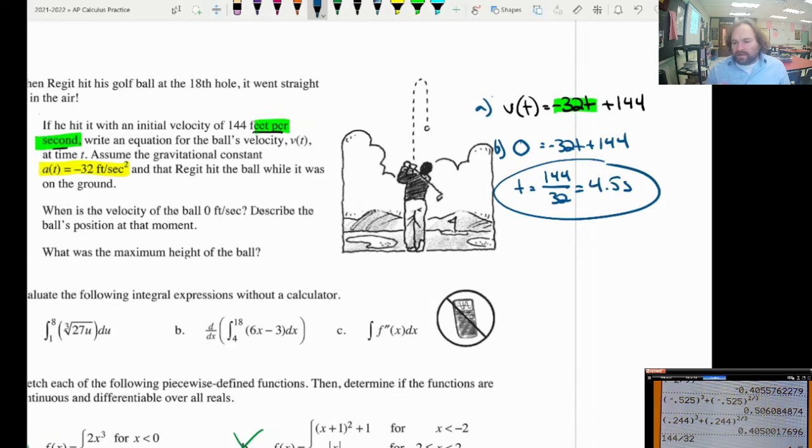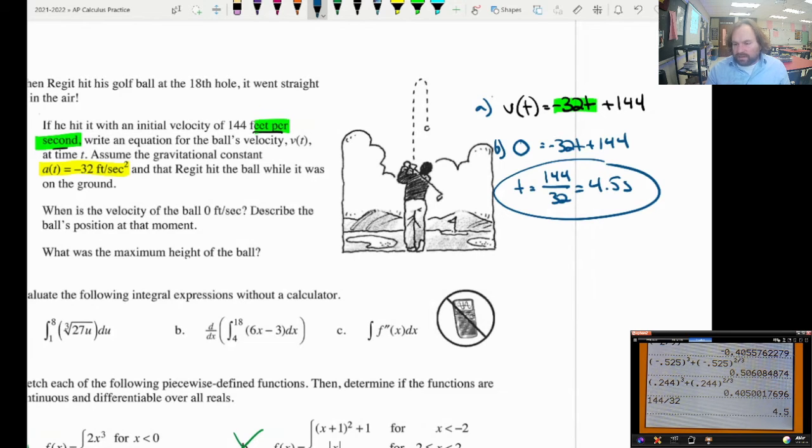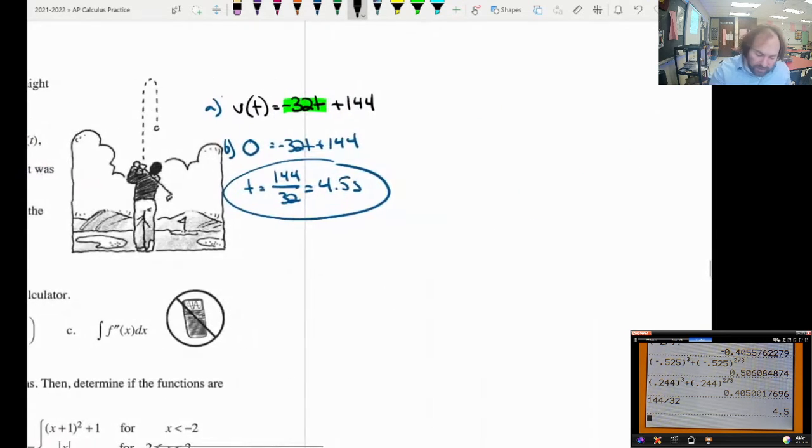That is how long it takes the ball to hit its maximum point. That is not the actual maximum point. That's how much time it takes to get there. Question C is going to ask us for the actual maximum. For the actual maximum, we're actually going to need to take the antiderivative of our velocity function, which is really easy to do, especially if you've been paying attention to these kind of problems. They always fall into the same pattern.